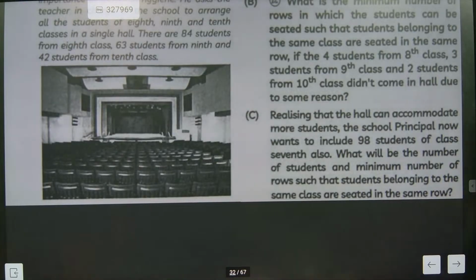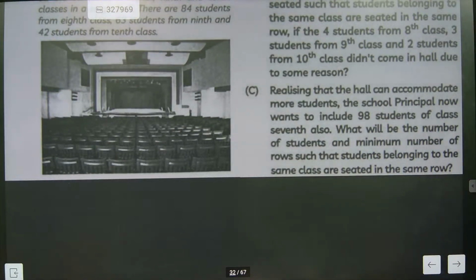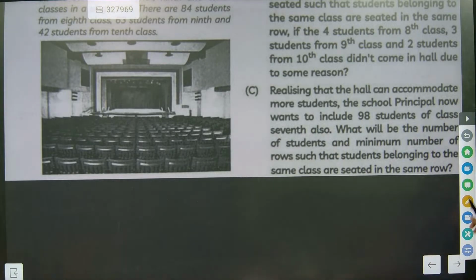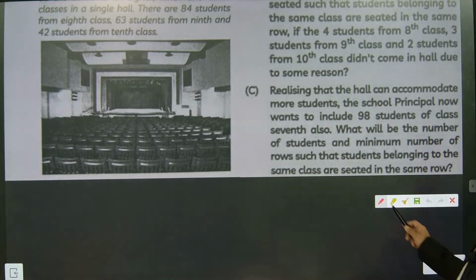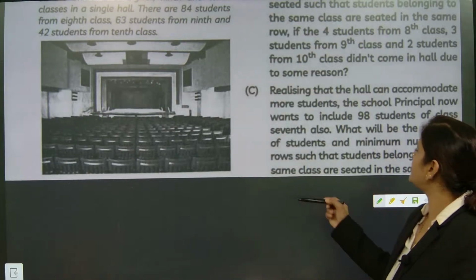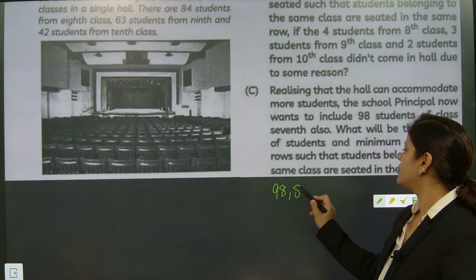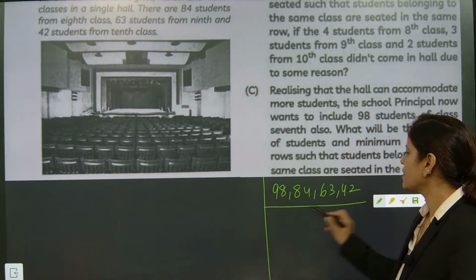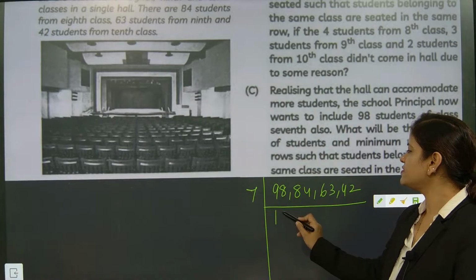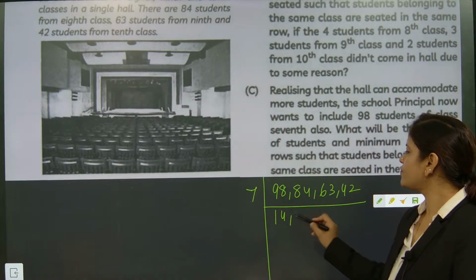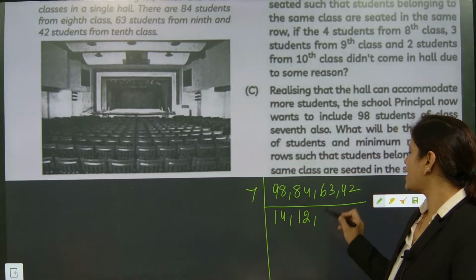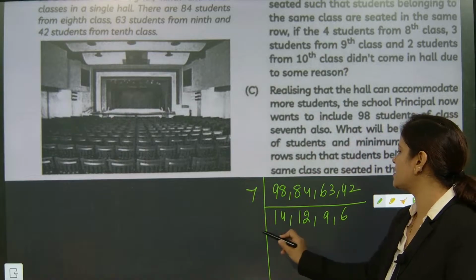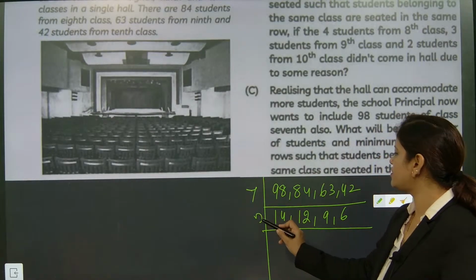Realizing that the hall can accommodate more students, the school principal now wants to include 98 students of 7th class. So now 98 students of 7th class will be there. Then what will be the minimum? So here also the same slot will be there: 98, 84, 63 and 42. So here 7 will divide: 7 ones are 7, 7 4s are 28, 7 9s are 63, 7 6s are 42.